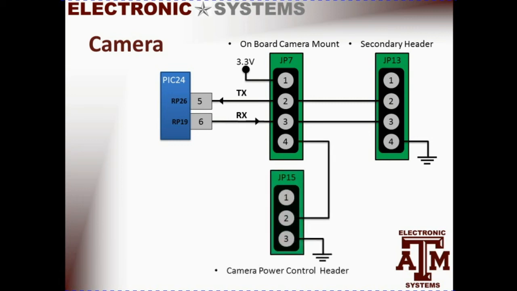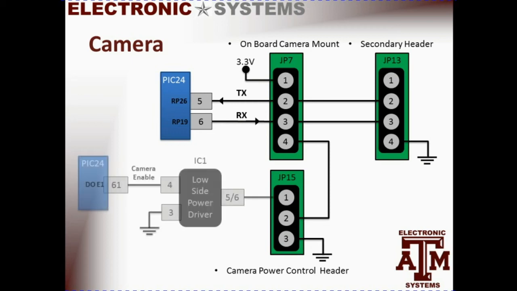By using JP15, you can select one of 2 power options. By jumpering pins 2 and 3 together, the camera will always be on. But by using pin 1, using a low side power driver as a digital switch, the camera can be controlled using the microcontroller.